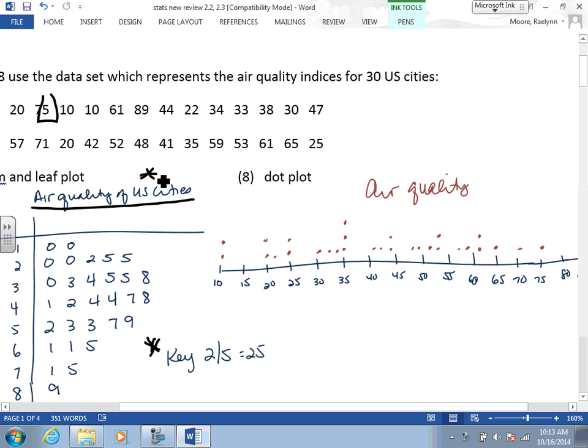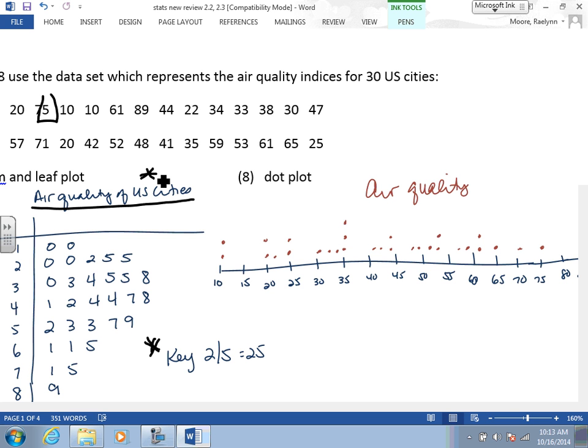What if it goes into like hundreds? Well, then you build this down here. So then after 9 would be 10, then 11. You still leave your rightmost digit as your leaf. You need a key.